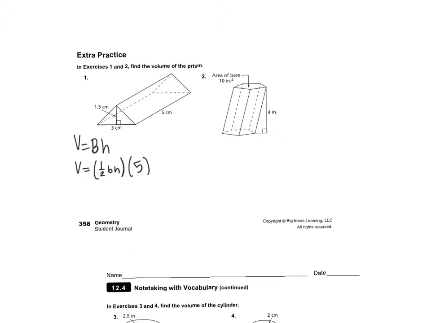Okay, so we have volume equals 1/2. The base of this triangle is going to be 3. The height of this triangle, which they were nice enough to give us, is 1.5. And then times my height of the entire prism, which is 5. So if I plug this into the calculator, I would end up with 11.25 centimeters cubed. These are cubic centimeters because now we have 3 dimensions: the length, width, and the height.